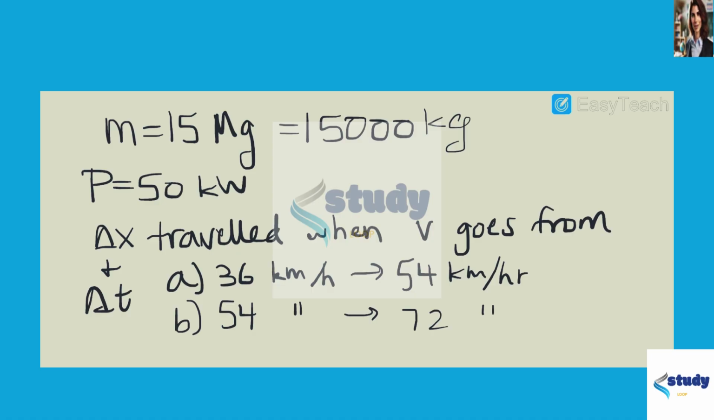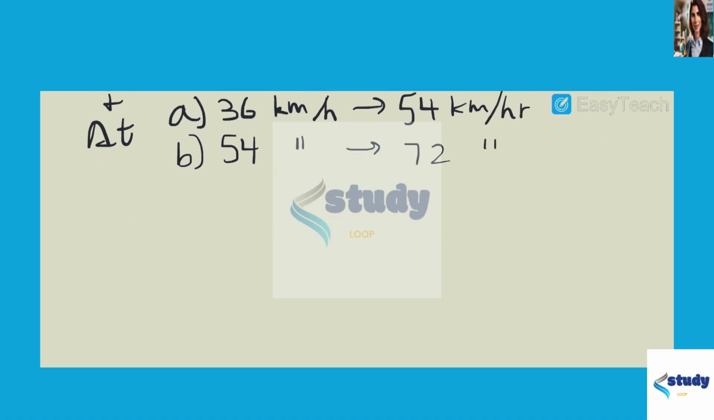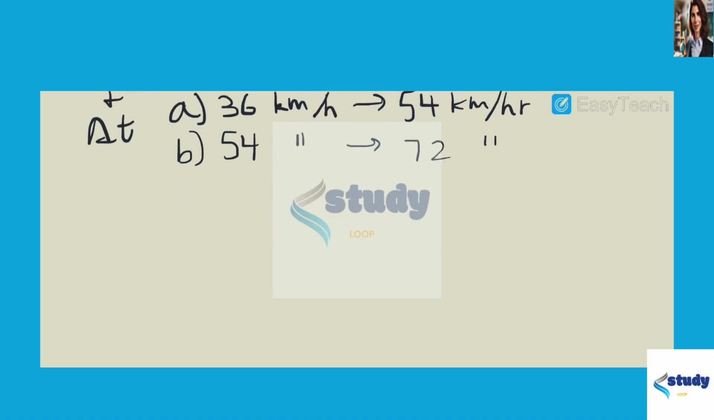What we have is a problem dealing with power and kinematics. We have a truck that has a mass of 15,000 kilograms and can deliver 50 kilowatts of power to its drive wheels. What we're asked to solve for is the delta x traveled and the time duration for when the velocity goes from 36 kilometers per hour to 54 kilometers per hour, and then 54 kilometers per hour to 72 kilometers per hour. So what we're going to do first is solve for the delta t.